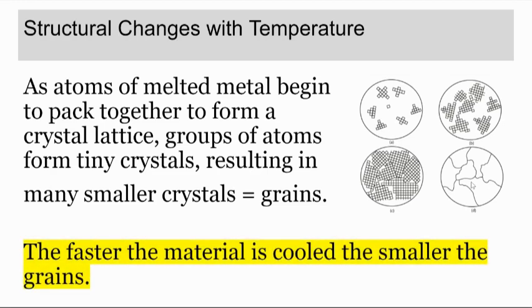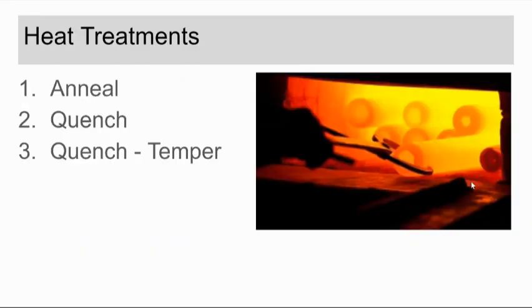So the key to today is that the faster the material is cooled, the smaller the crystal grains are. So if we're looking to control grain size, we want to cool the material quickly. We're going to explore 3 different heat treatments today. We're going to look at how metal can be annealed, quenched, or quench tempered. And these 3 different heat treatments will affect not only the grain size of the metal, but also the number of defects and dislocations and the metal's properties.